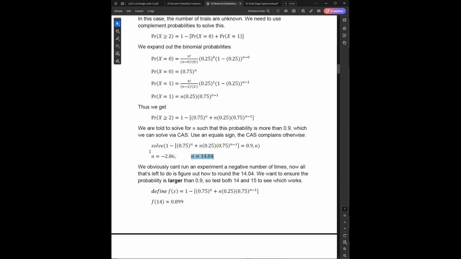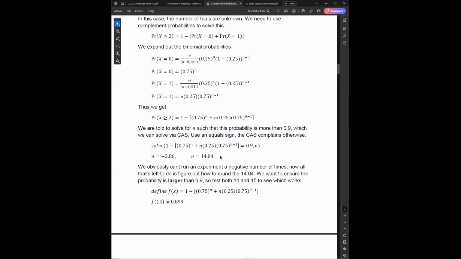You'll often get two solutions, this sort of thing. The negative one is always the outlier. Can't have a negative number of trials. That wouldn't make any sense. But we also can't have a decimal number of trials either. So what we have to do is, sure, we're going to ignore this one, but we still have to handle the 14 here. In my experience, this always rounds up.